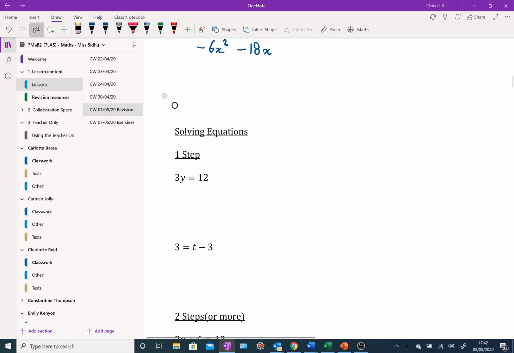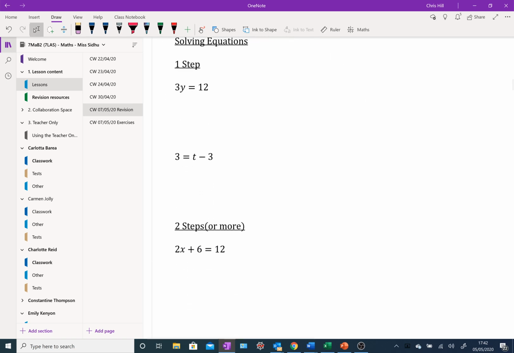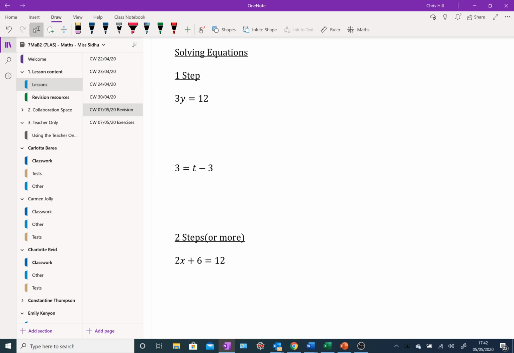We haven't actually been finding the value of the unknowns. But now we're going to start to do that in solving equations. Equations are a balance of two expressions. Each side of the equal sign is an expression.